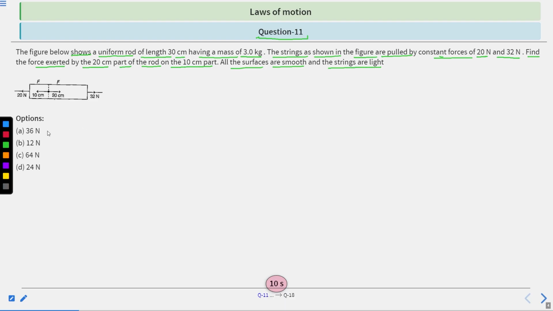So which option is correct? A, B, C, D. You have 10 seconds to solve this question. After that we will provide the solution.